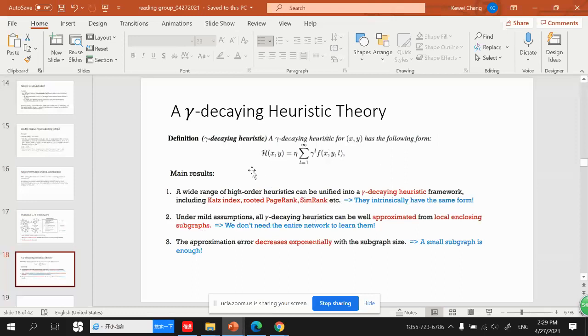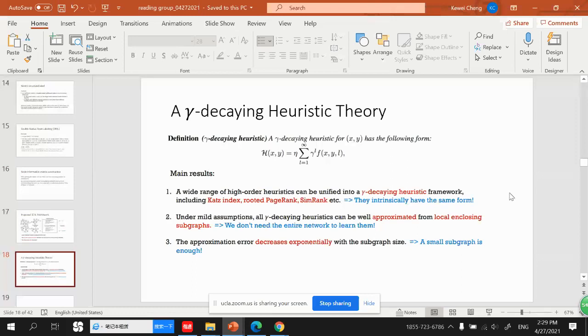And then the author also shows that under mild assumptions, all gamma decaying heuristics can be well approximated from the local enclosing subgraph. So even though we do not have the entire network, because we only extract a subgraph, this subgraph can still capture most of the information for these higher order heuristics methods.